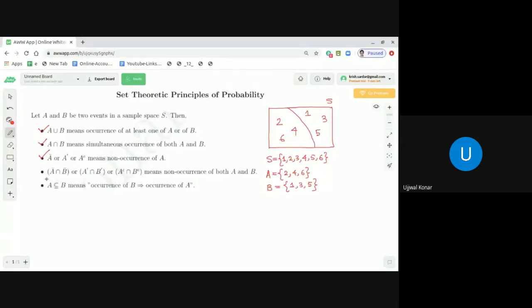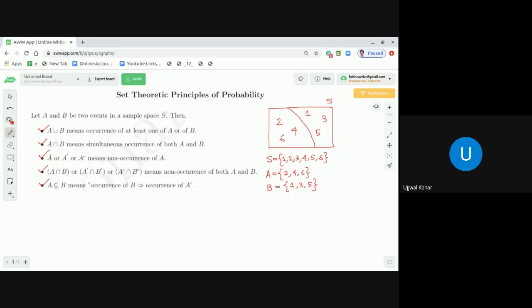Now A bar intersection B bar, or A prime intersection B prime, or A complement intersection B complement, all represent the same thing, that is, non-occurrence of both A and B. A is a subset of B means occurrence of A implies occurrence of B. So, dear students, in all these 5 cases, what I just showed you are set theoretic operations: union, intersection, complement.